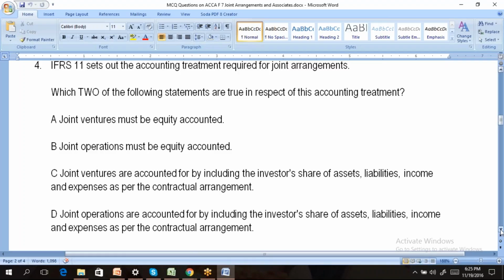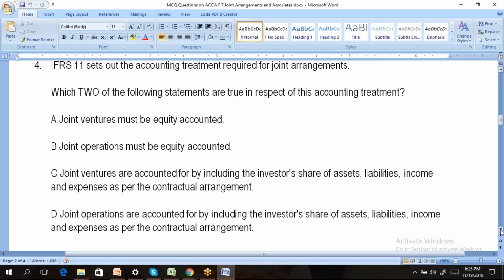The equity accounting one, I think A and B. A is correct. A joint venture, I told you, must be accounted just like the associate company, equity accounting. But joint operations, we don't go by that one. For joint operations, we take the proportion of assets, proportion of liabilities, I told you. So the answer is A and D.